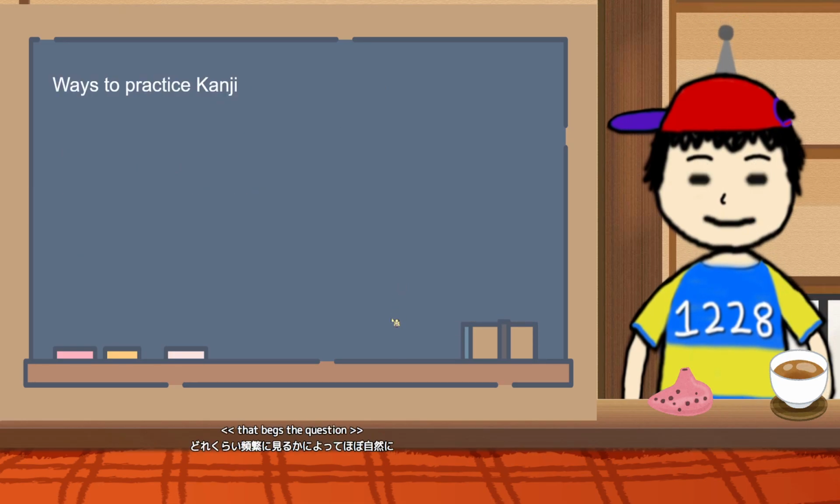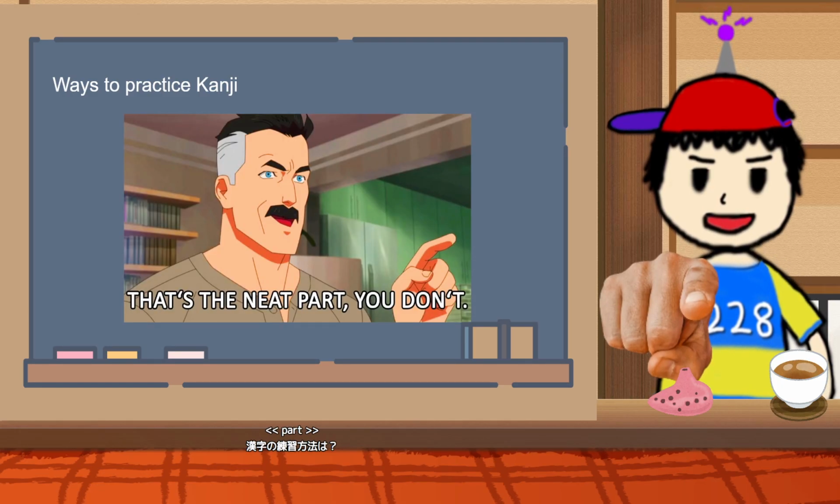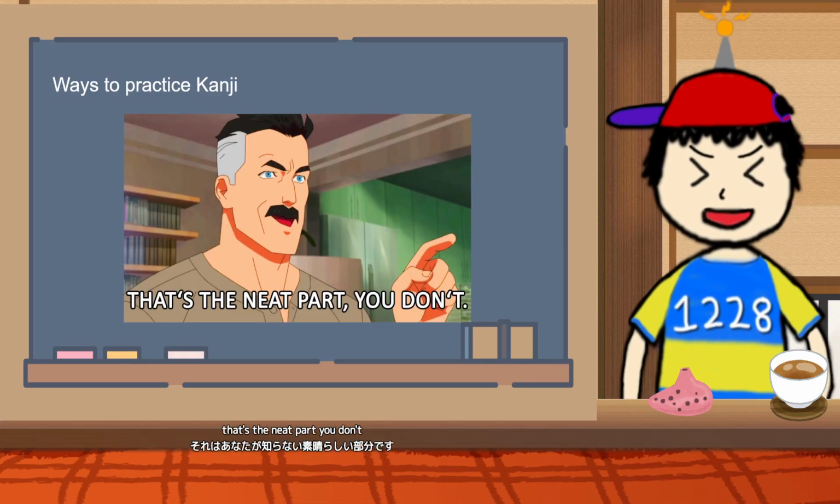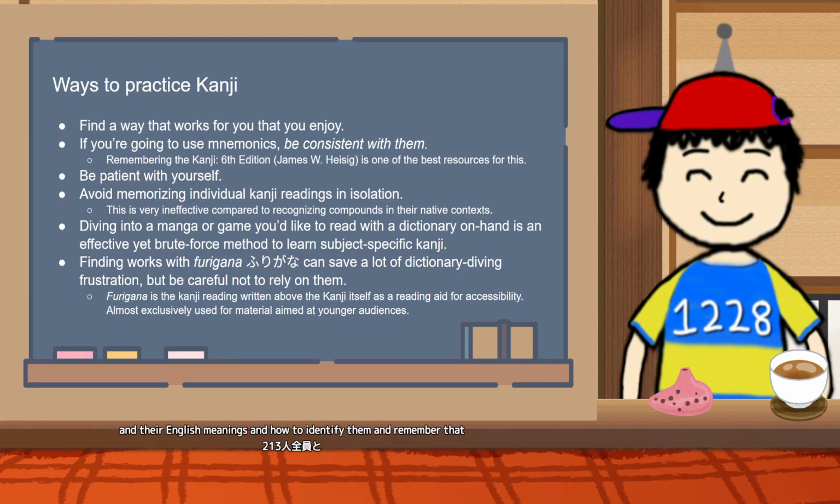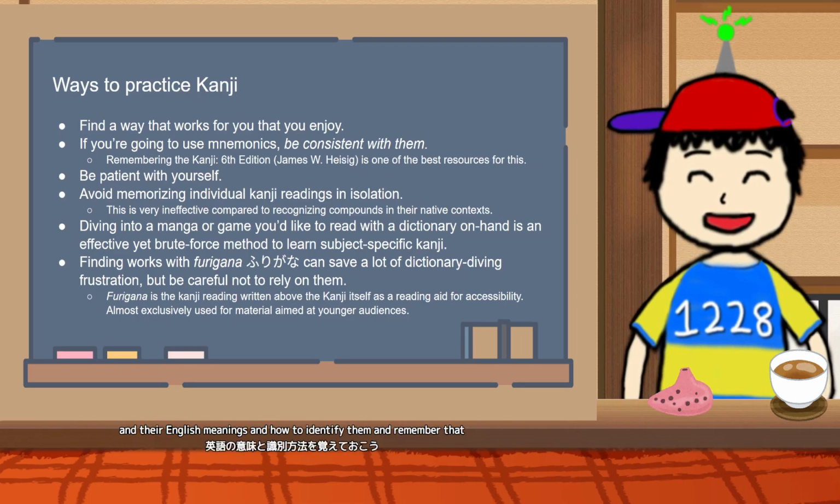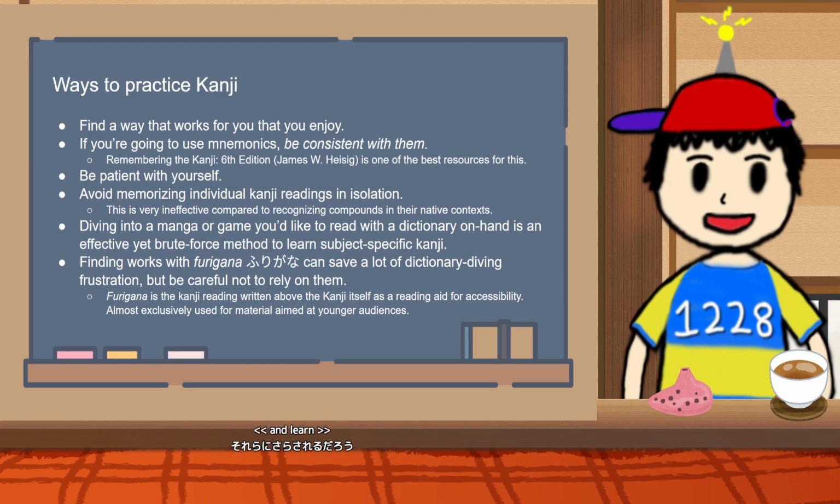So, that begs the question, how does one practice the kanji? That's the neat part. You don't. Let me elaborate what I mean by this. There are many ways to practice the kanji, but unfortunately, no matter how you approach it, it's gonna be a struggle. The way I approached it was with the Remembering the Kanji book, familiarizing myself with all 2,136 Joyo kanji and their English meanings and how to identify them and remember them. I then would be exposed to them as I learned grammar and learned their readings that way.